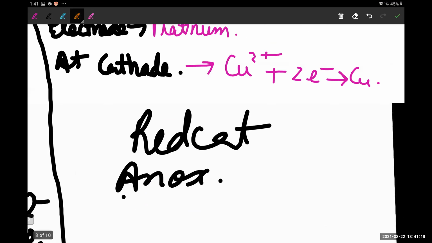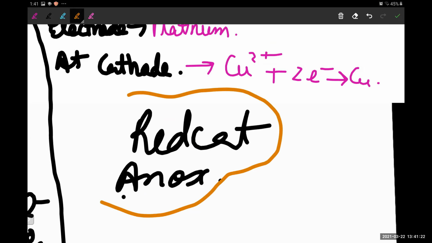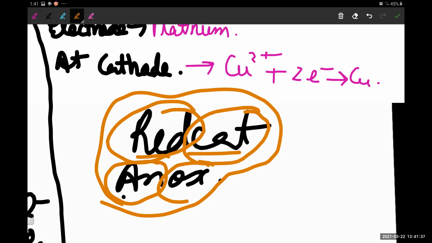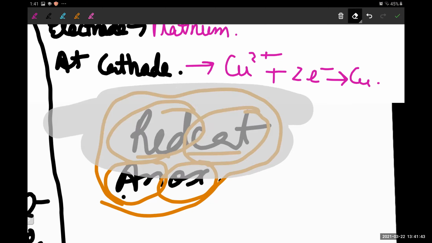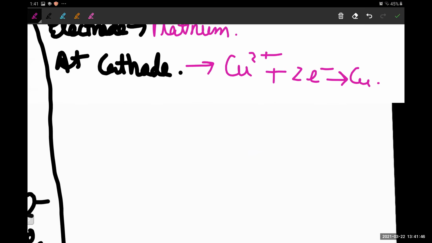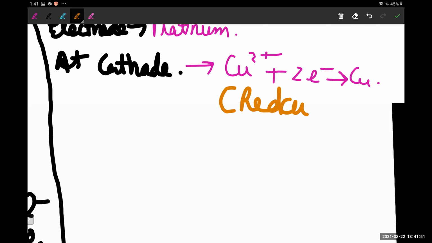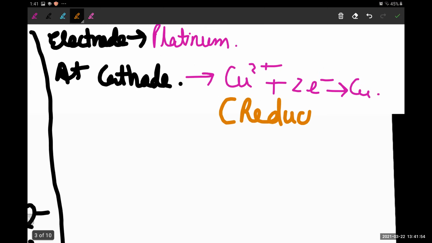The examiner might ask you what is happening, oxidation or reduction. So you just have this short form in your head, red cat and ox. Red cat means at cathode what's happening? Reduction is happening. And at anode what is happening? Ox is happening, that is oxidation. Okay, what is happening at the cathode? At the cathode, reduction. Red cat, reduction. Oh my god, my spelling. Reduction. Okay. Now let's see the scenario at the anode.